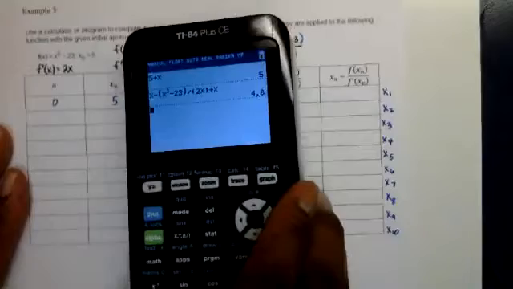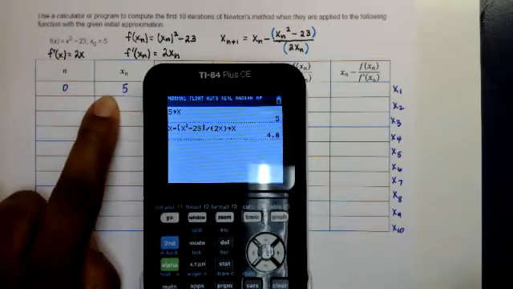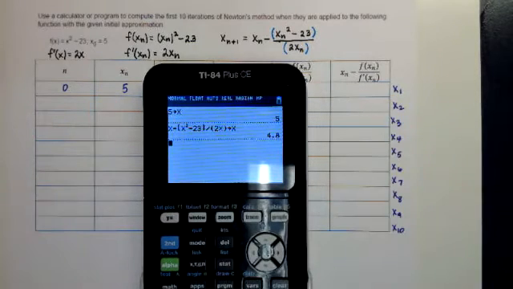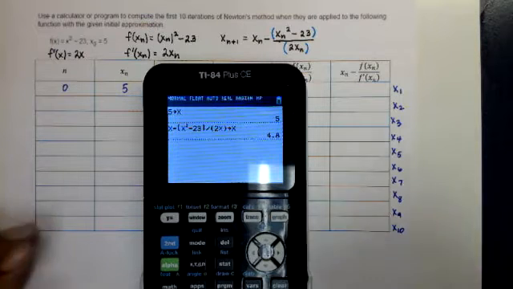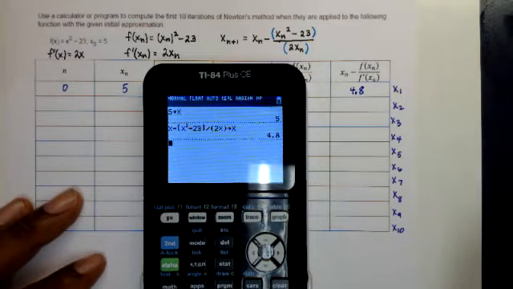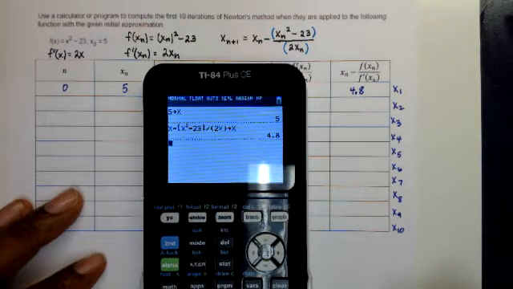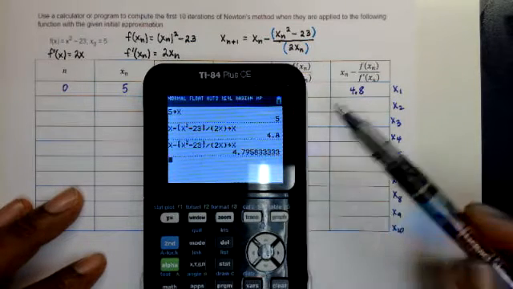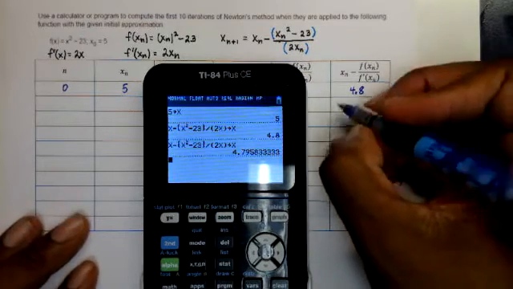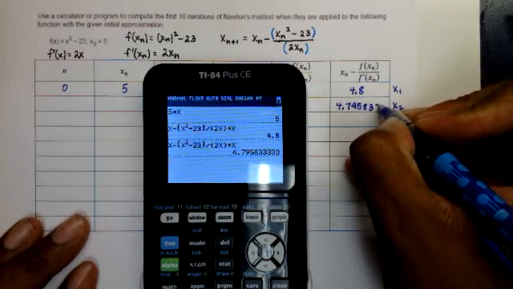Okay, so when you had x of 0 being equal to 5, this value 4.8, when we typed in this, was the value for x of 1. So in this case here, x1 is 4.8. Now, to get the other iterations after that, what I'm going to do here is press enter. And guess what? This value right here represents the second iteration, which is in this case to 6 decimal places, 4.795833.